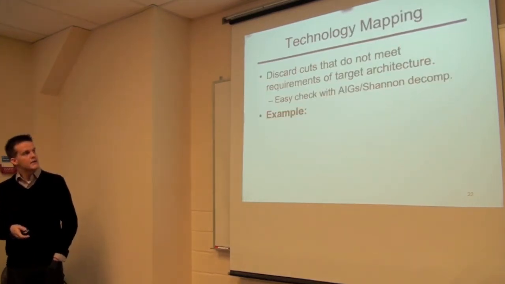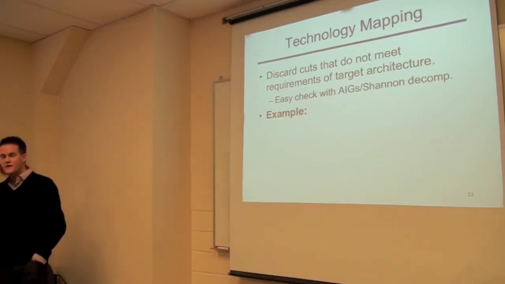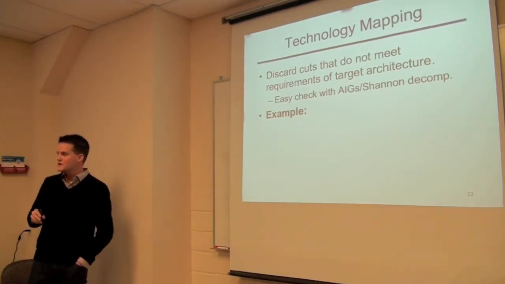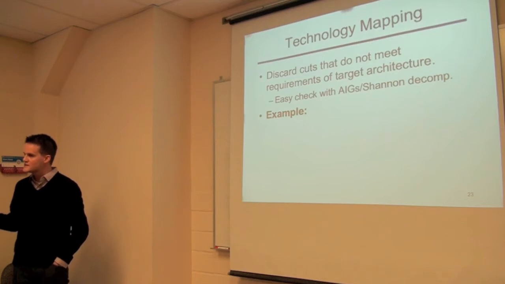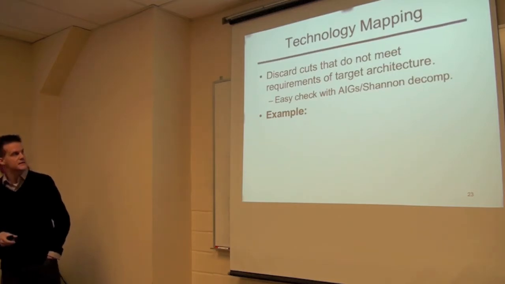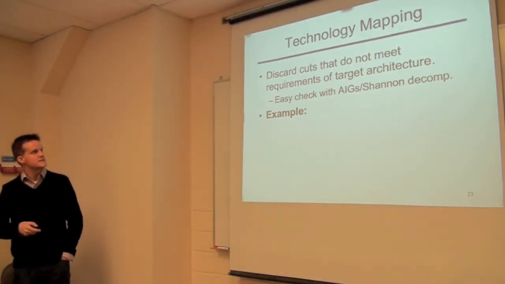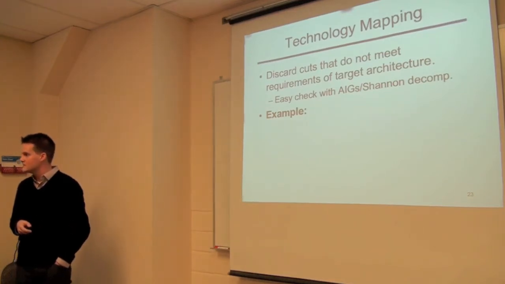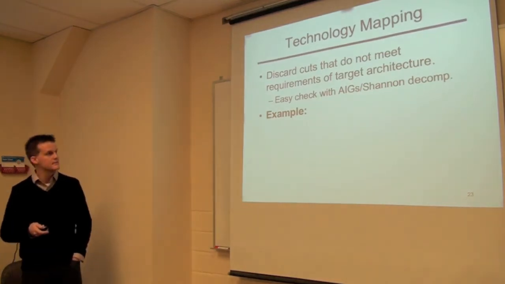The way we map into all these different architectures is we change the cut-based mapper, so we just ignore cuts that can't fit into the architecture that we're trying to map to. We just skip over those ones. They're disqualified, basically. So we discard cuts that don't meet the target architecture, and that's easy to check with AIGs and inverter graphs in ABC and Shannon decomposition.